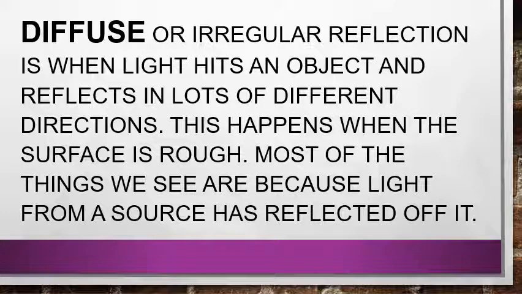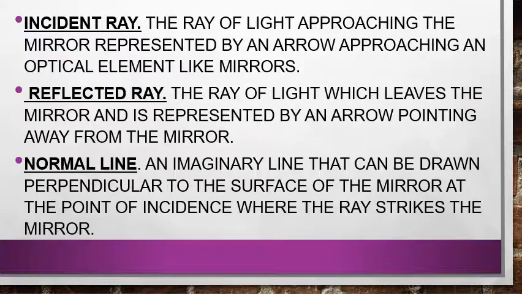Diffuse or irregular reflection is when light hits an object and reflects in lots of different directions. This happens when the surface is rough. Most of the things we see are because light from a source has reflected off it.